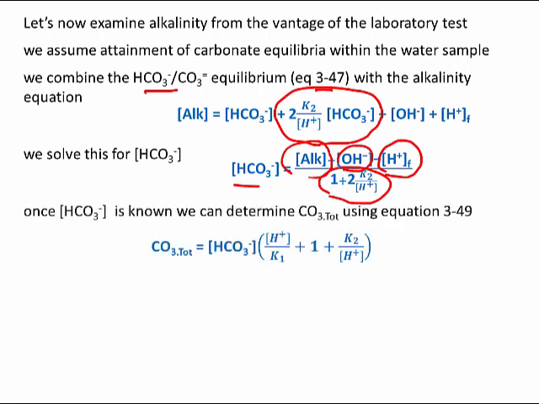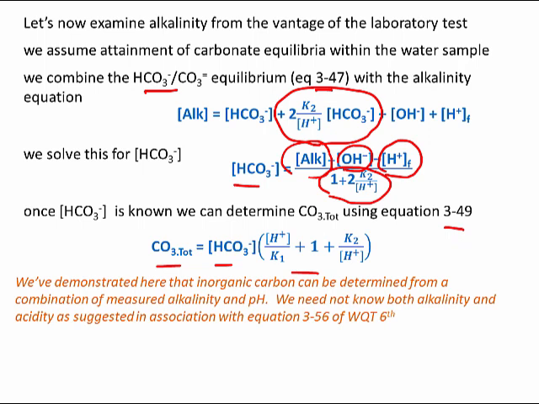Then of course once bicarbonate is known, we can determine total carbonate as the bicarbonate concentration divided by alpha 1, equation 3.49. Of course, we've demonstrated here that the inorganic carbon can be determined from a combination of measured alkalinity and pH. We need not know both alkalinity and acidity as suggested in the discussion associated with equation 3.56 of Water Quality and Treatment, 6th edition.